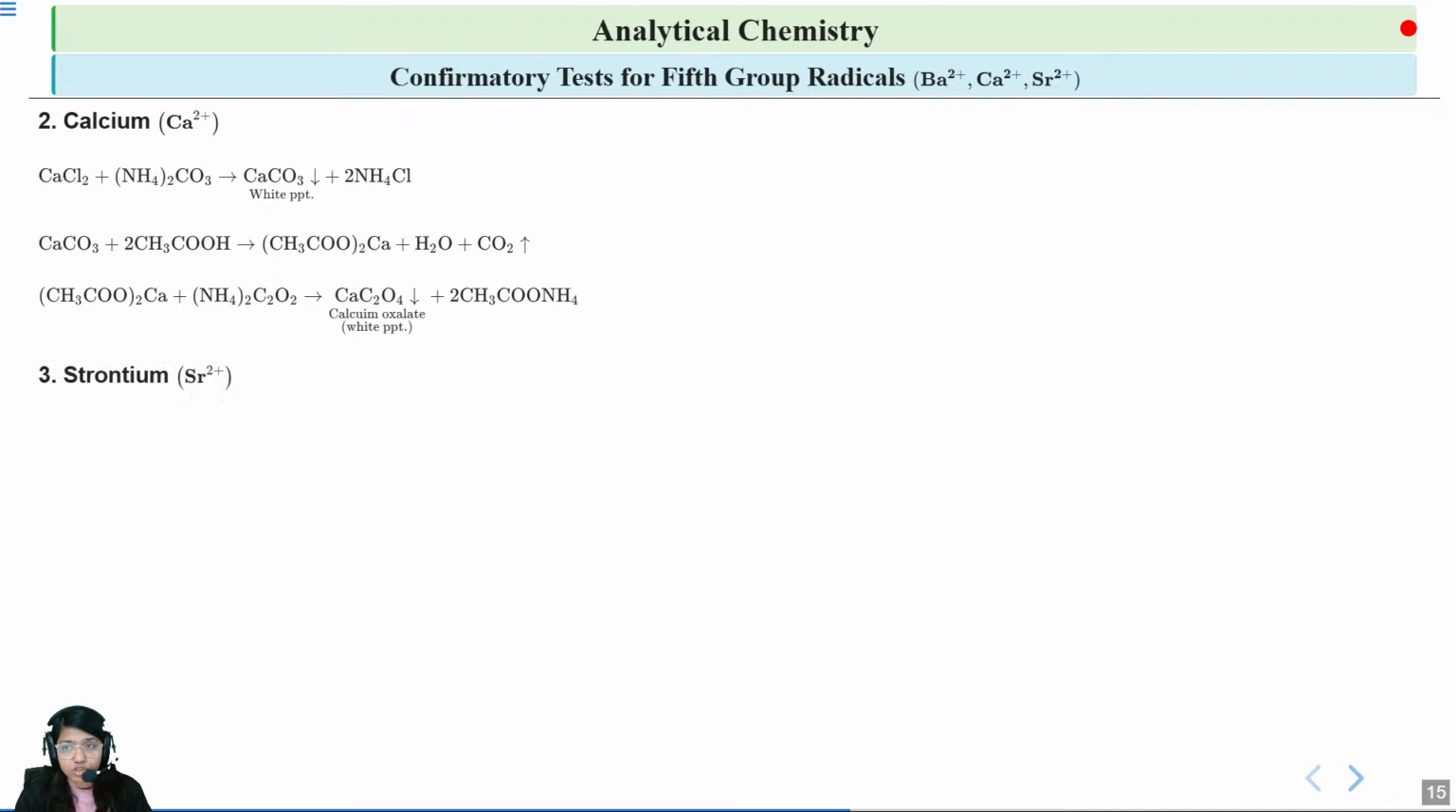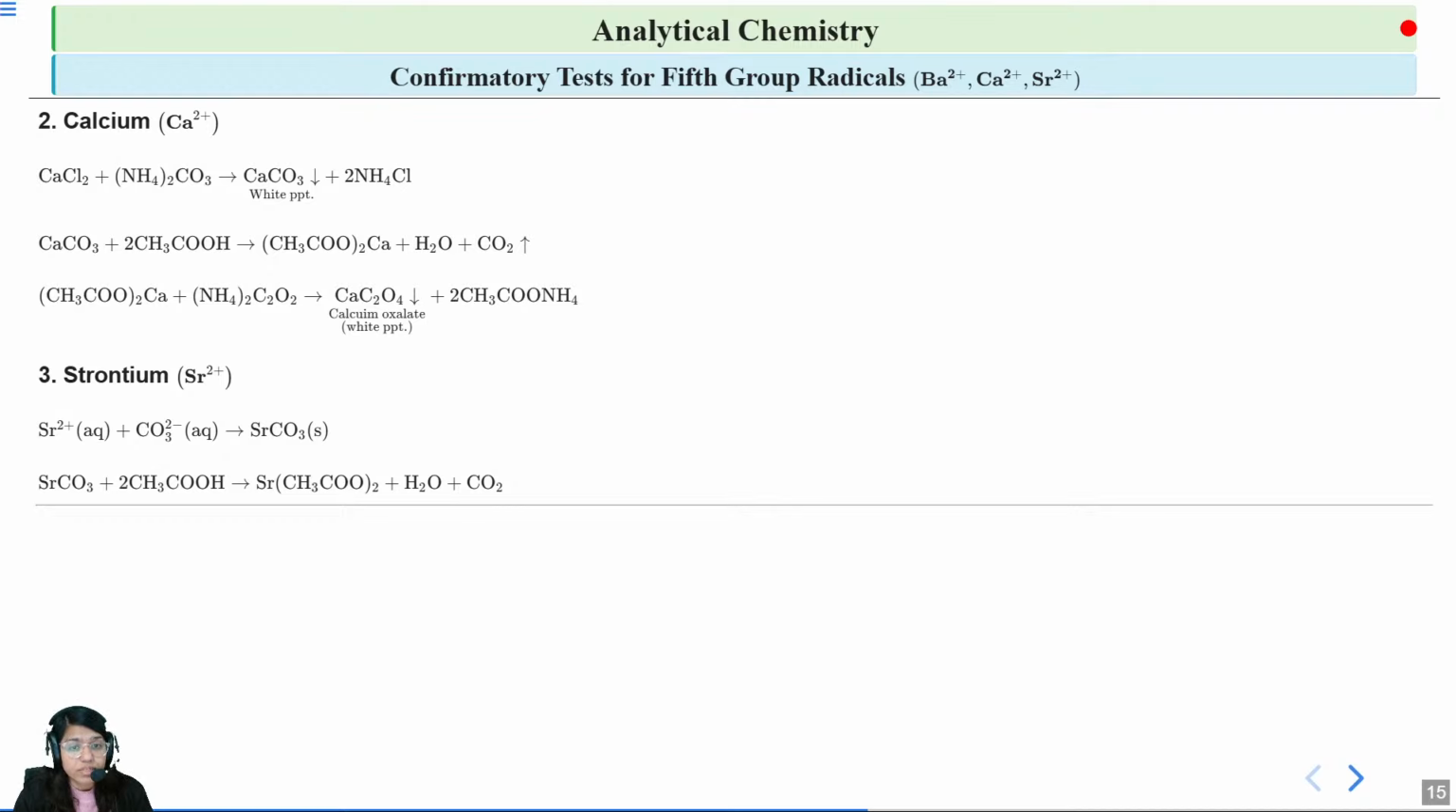Now let's see the reaction of strontium ions Sr2+. So strontium ion reacts with carbonate ions to form solid strontium carbonate SrCO3. SrCO3 is strontium carbonate, and this strontium carbonate formed is insoluble in water. So this reaction shows the formation of precipitate when strontium ions combine with carbonate ions.